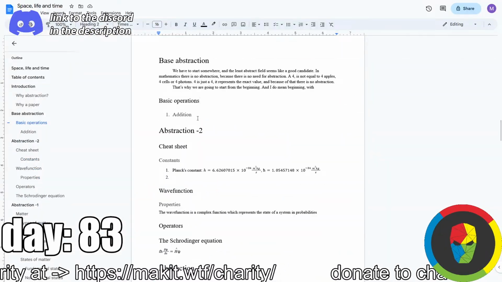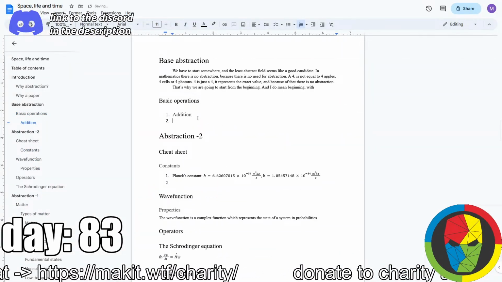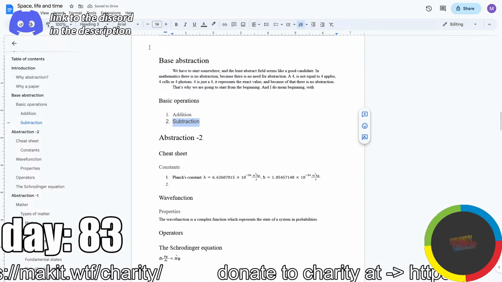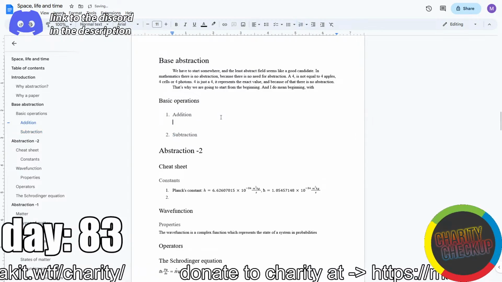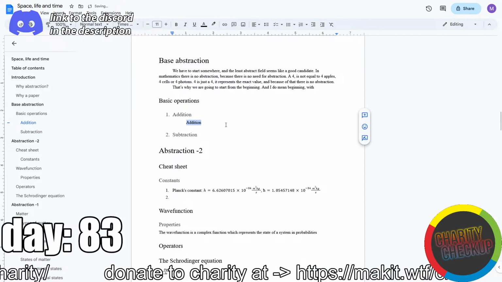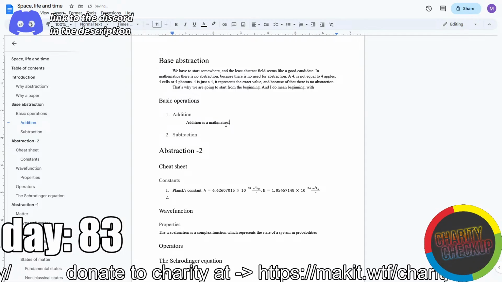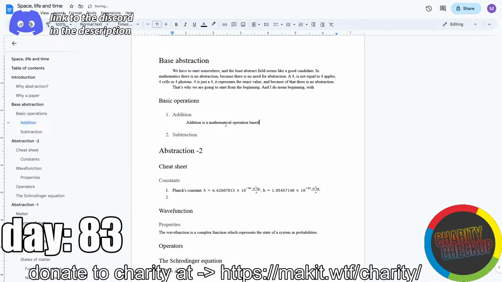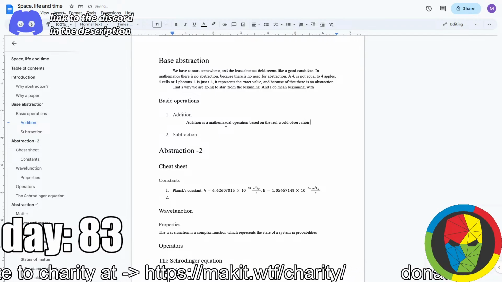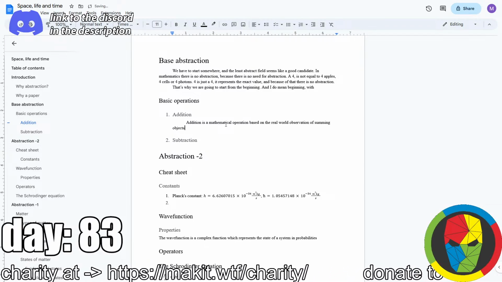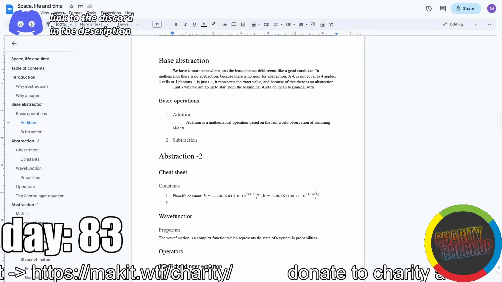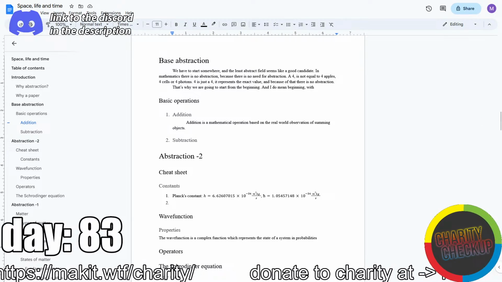So we could describe it as an observation based on the real world. Let me also add subtraction, that's the third one, in Times New Roman because we're professional. And now, addition is a mathematical operation based on the real world observation of summing objects. Is this a good definition? Not really. Honestly, no. No, it's very much not.